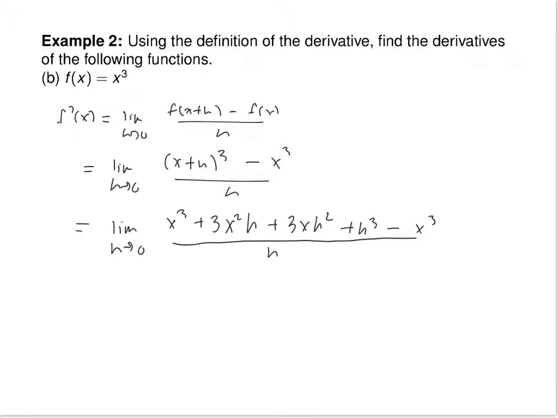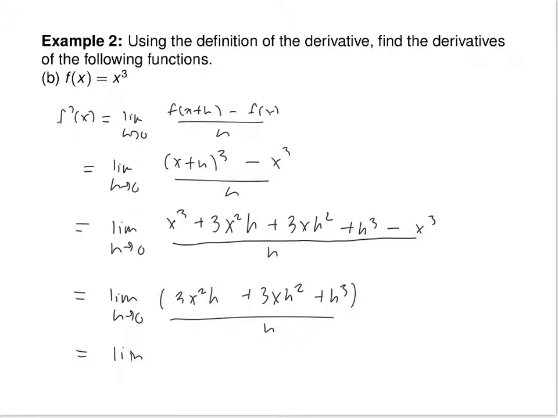So now, what happens to the x? Does anything cancel? The x cubed cancels. And then the h's can cancel as well, right? So limit as h goes to 0, we'll have 3x squared h plus 3x h squared plus h cubed over h. Or if you had just canceled the x's and the h's at the same time, which is fine, you would have gotten 3x squared plus 3xh plus h squared.